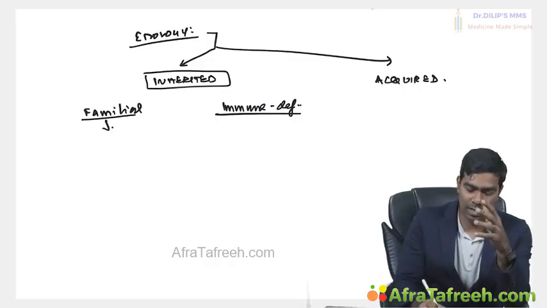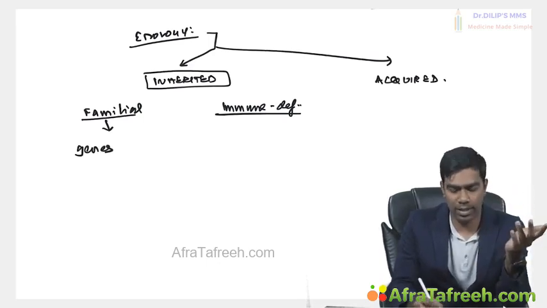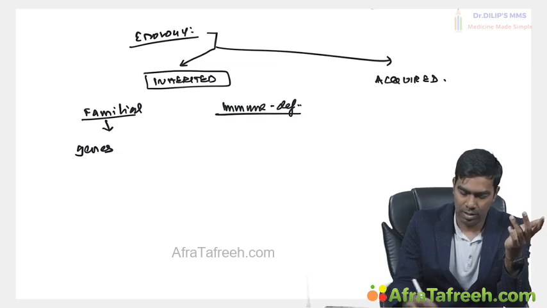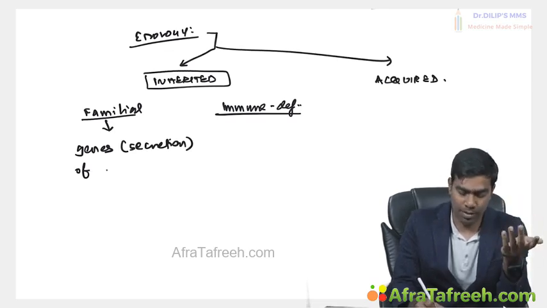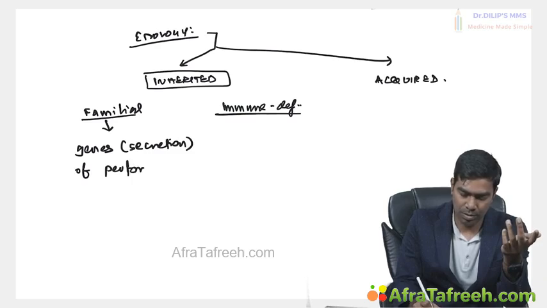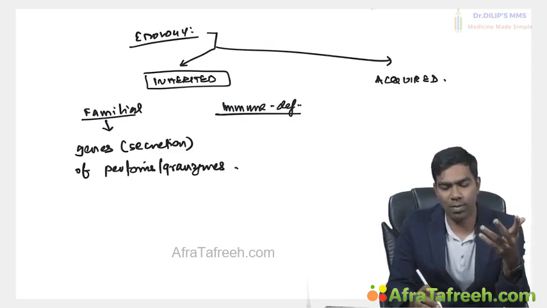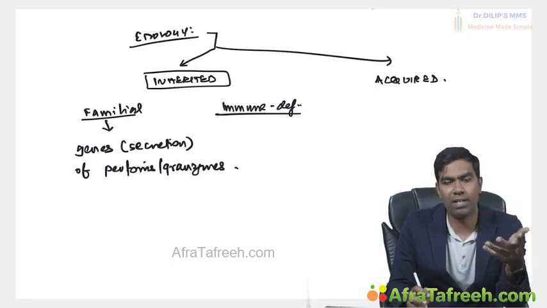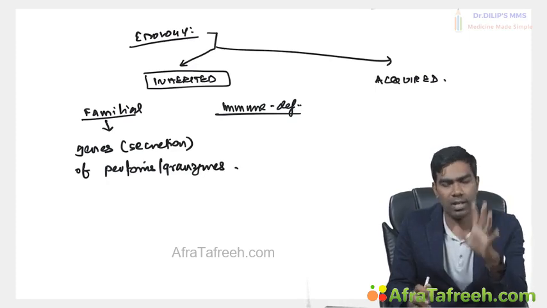The reason I am telling you this is because in familial HLH, the problem is in the genes that regulate the secretion or synthesis of perforins and granzymes. Secretion or synthesis of perforins and granzymes may be defective, and that is supposed to be the reason for developing familial HLH.